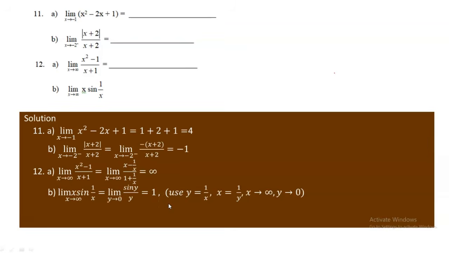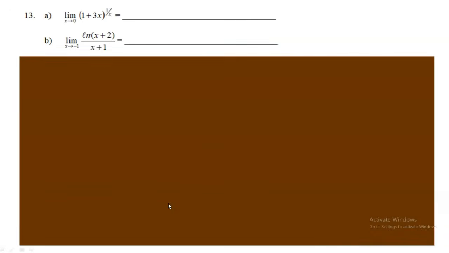Now what comes next is question number 13. Question number 13 says to find the limit of these two expressions. The first one is the limit of (1 plus 3x) to the power of 1 over x as x approaches 0. The second, as you see, is the limit of ln of (x plus 2) over (x plus 1) as x approaches minus 1. So to do this, what you need to do is the following.